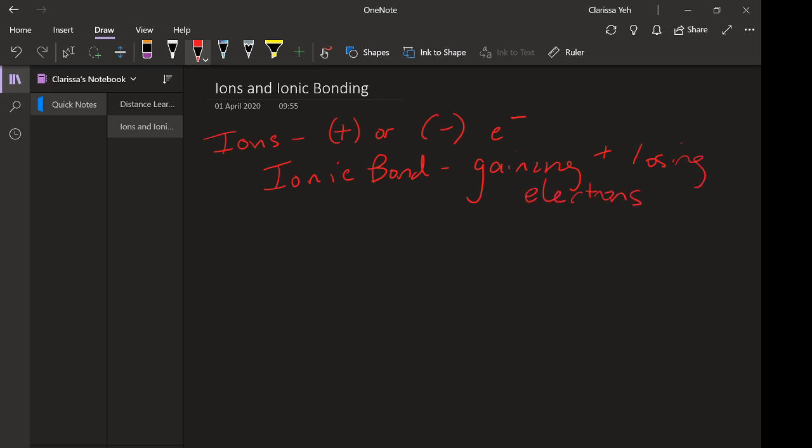So remember that when it comes to writing an ionic compound, for example, let's say that I had magnesium chloride.